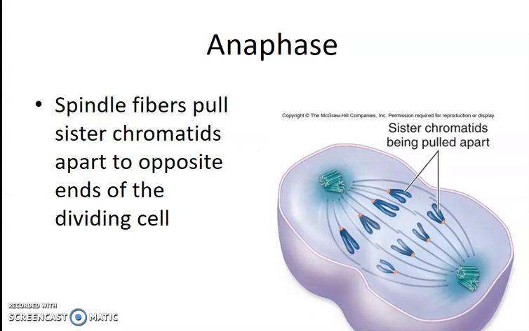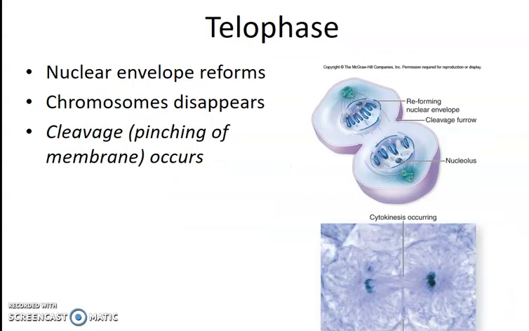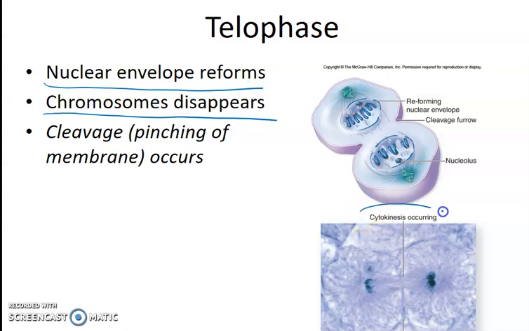Anaphase, see, they're getting split apart. They're getting pulled to the opposite sides. So these are going that way, these are going that way. And lastly, we have telophase. In telophase, it's officially the chromosomes disappear, the nuclear envelope reforms. I like throwing cytokinesis in, it just makes everything neat.